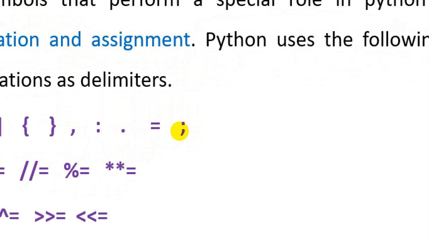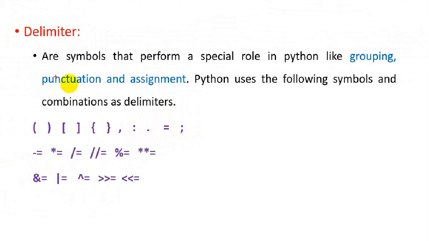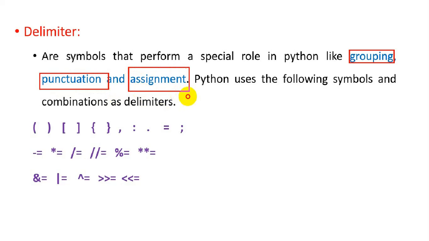Delimiters. The delimiters are the symbols that perform a special role in Python, like grouping, punctuation, and assignment. For this purpose, the symbols used for grouping, punctuation, and assignment are known as delimiters. Python uses the following symbols and combinations as delimiters.